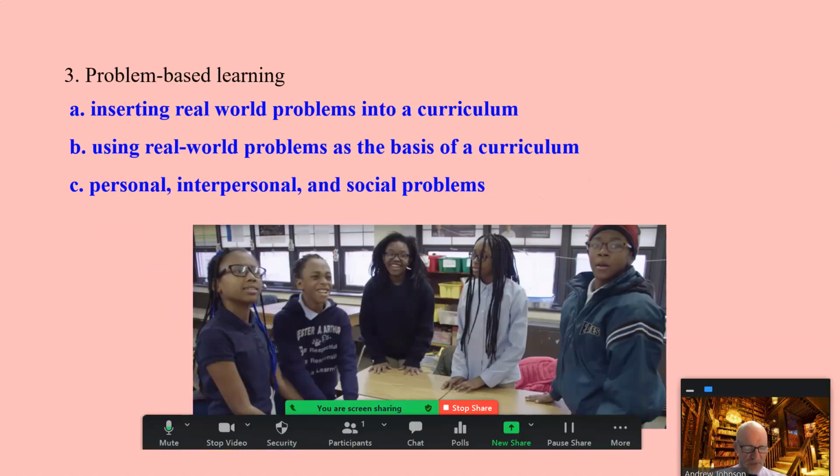The third strategy is problem-based learning. This connects the curriculum to real-life problems, to the real world, by inserting real-world problems into the curriculum or using real-world problems as the basis of the curriculum. Now, these real-world problems could be large societal issues, they could be community issues, or they could be personal issues, interpersonal issues, or social problems that students are having within the class. This is how you make that connection. The curriculum becomes relevant.